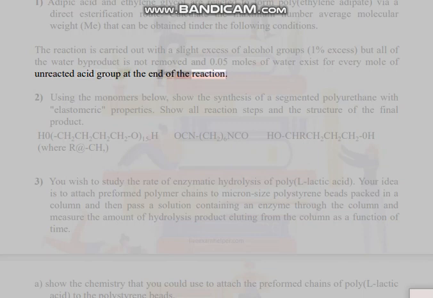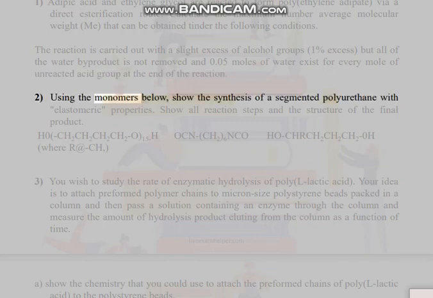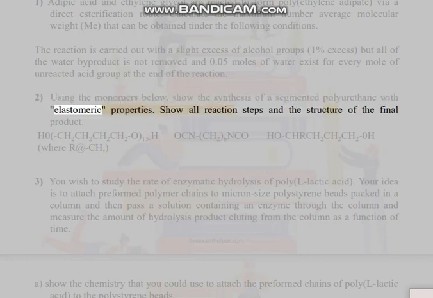the reaction. 2. Using the monomers below, show the synthesis of a segmented polyurethane with elastomeric properties. Show all reaction steps and the structure of the final product.